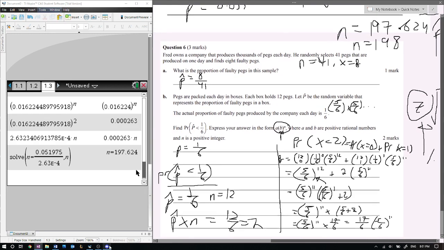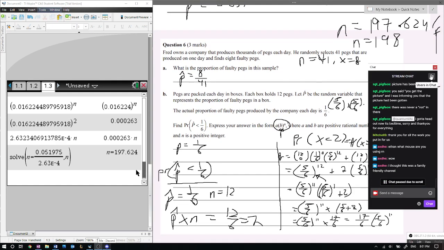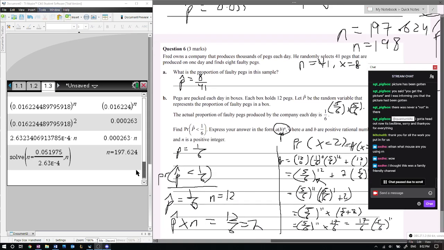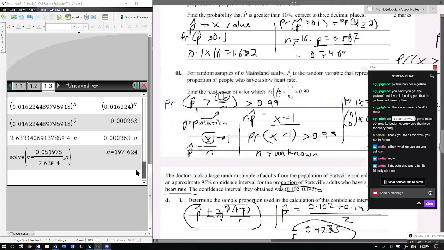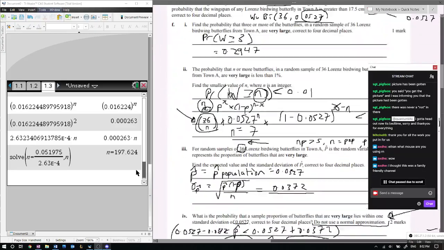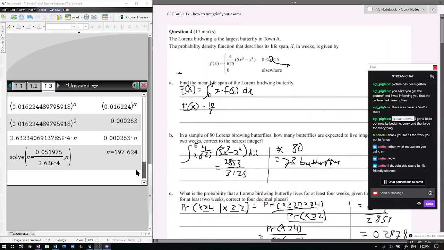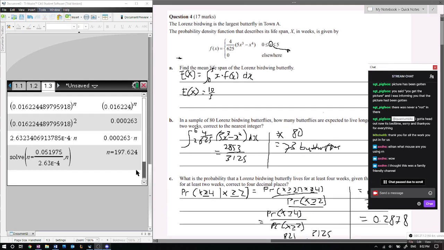So that is everything for probability. That was just me covering a few questions that I thought would be very useful to go through. So reiterating, you need to know how to do the different types of probability: probability density function, binomial distribution, and normal distribution.